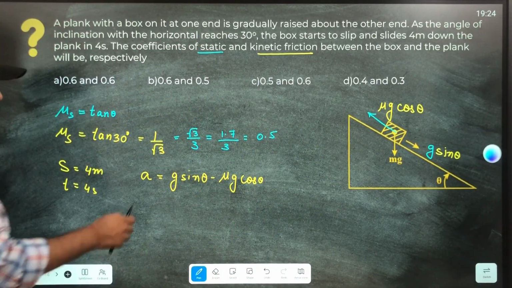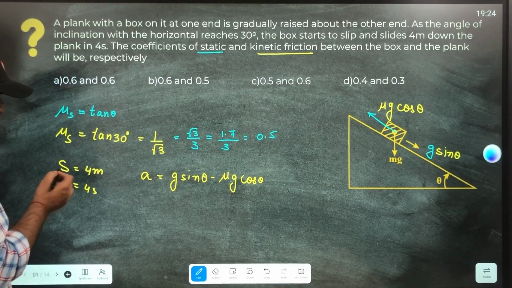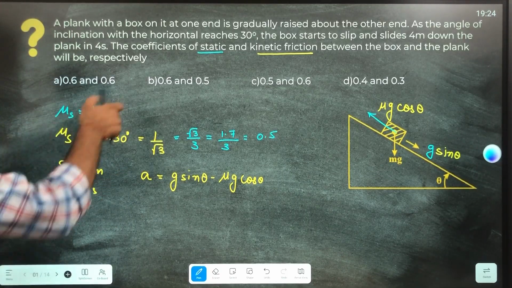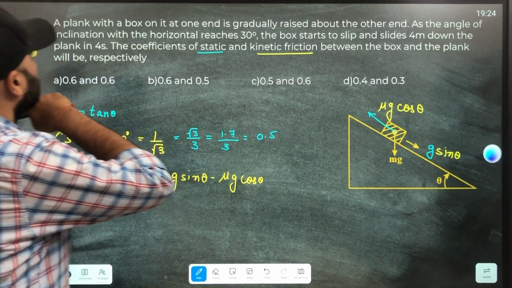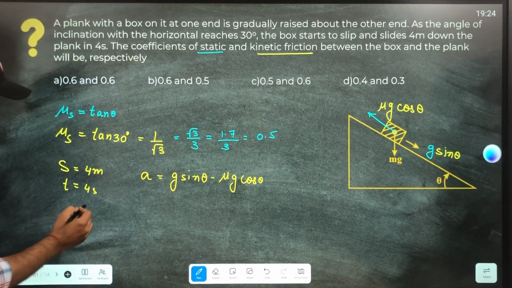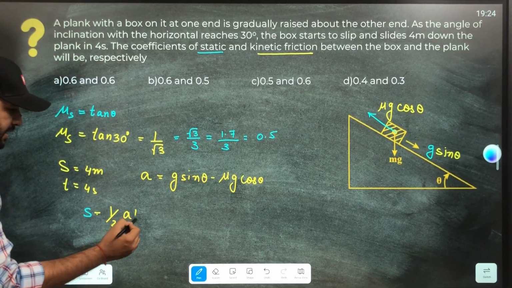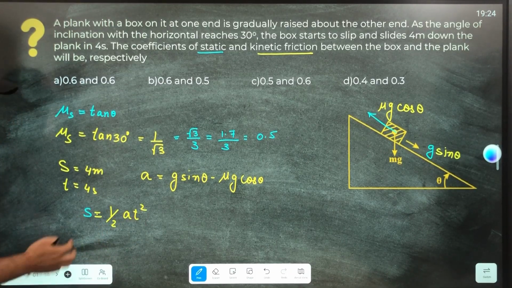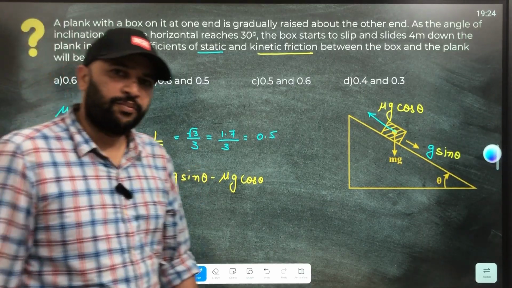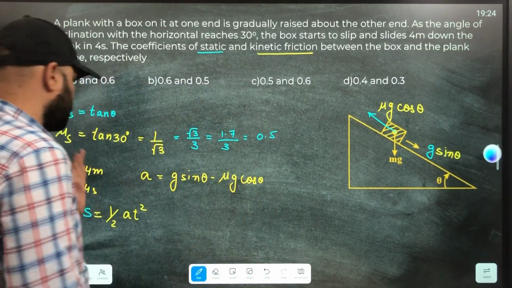Clear? So let's solve this. Acceleration is this, and time is given, s is given. Initial velocity of the block is 0. So s is equal to half a t square. Let me write here, s is equal to half a t square. Let me substitute all the values and figure out the value of mu. I hope you are clear with the concept. Let me repeat again.